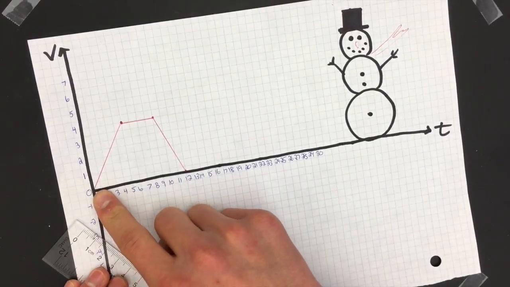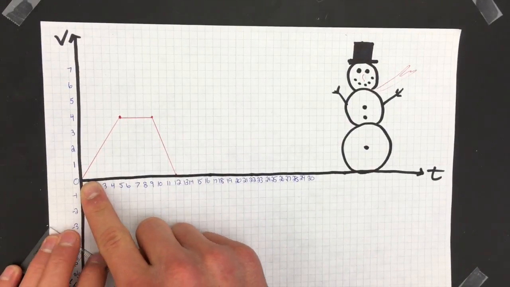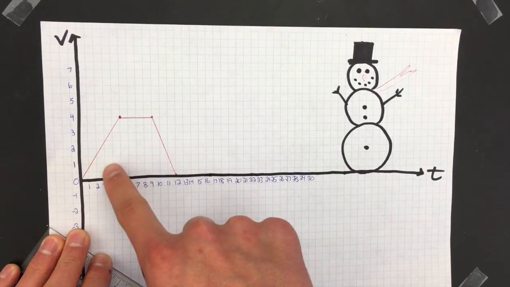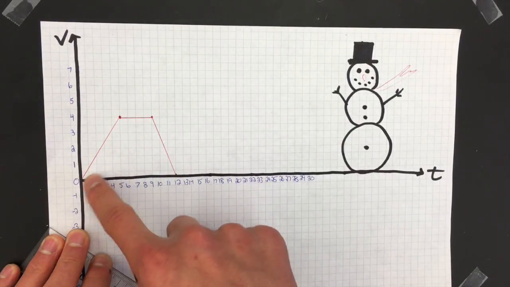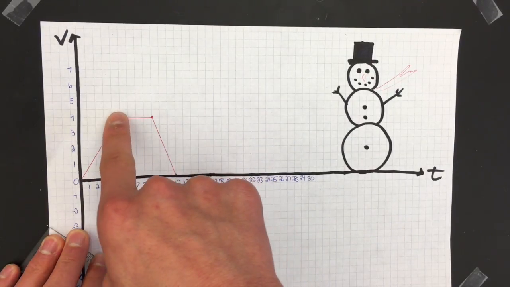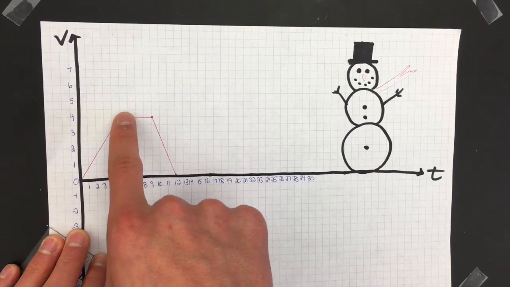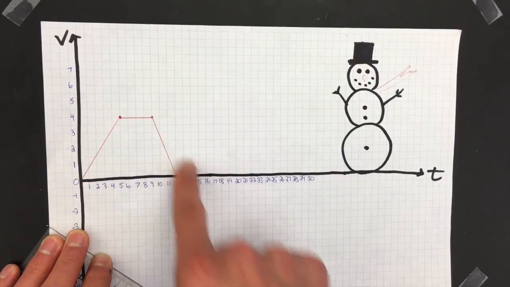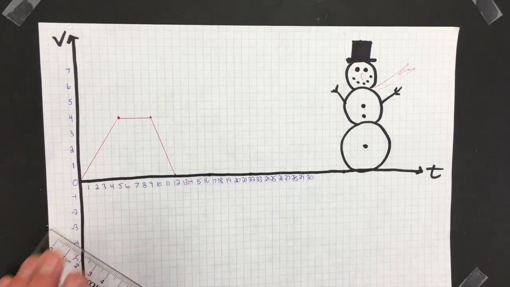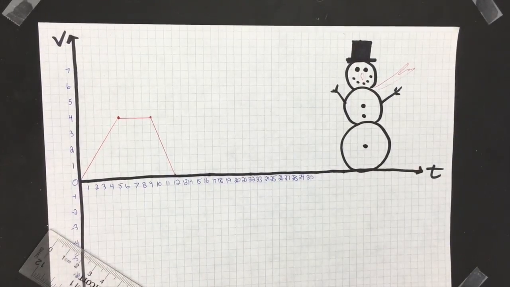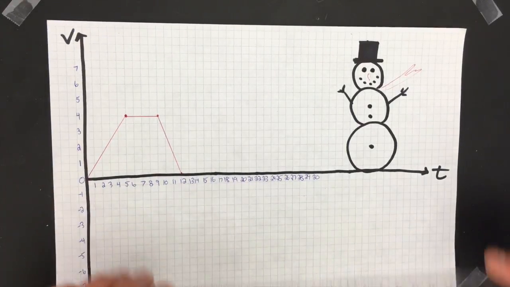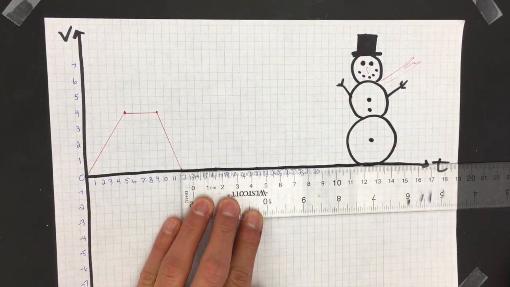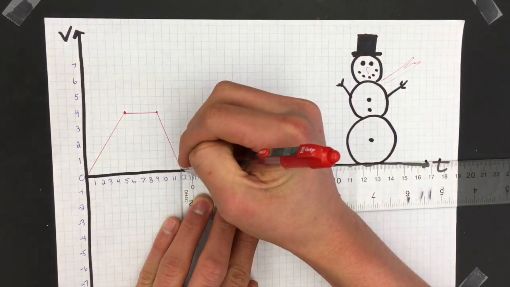Let's quickly review. It's accelerating, which means the velocity is steadily getting greater until it reaches 4 meters a second. Then it's constant, so it's staying the same, and there's no acceleration, and then it's going down because it's coming to a stop. Okay, so now let's look at the next part. She rests for 4 seconds. So for 4 seconds, the velocity is going to be 0. Let's draw that in.